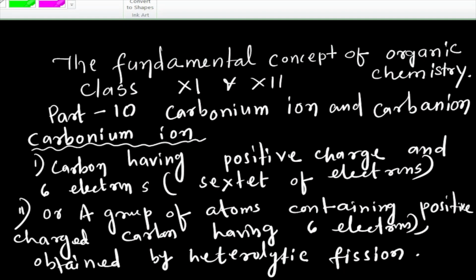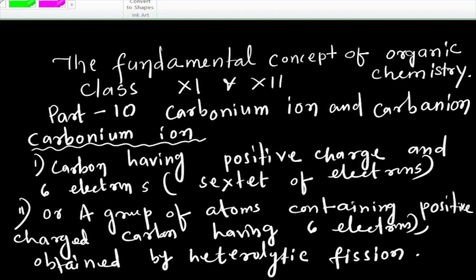It is a positive charge species where the positive charge exists on carbon. So carbon having positive charge and 6 electrons. What is meant by 6 electrons? Sextet. Sextet means 6 electrons present in the carbon. That is why it is called carbonium ion. Or it may be explained properly as a group of atoms where one carbon in the center has 6 electrons and a positive charge. How do we get the positive charge?